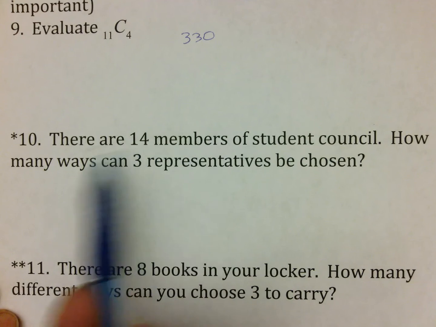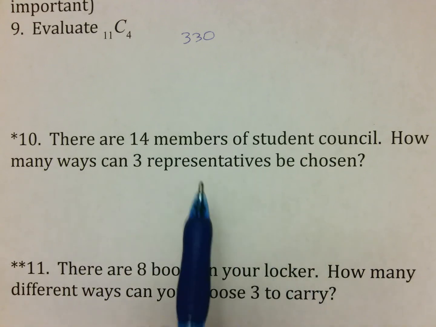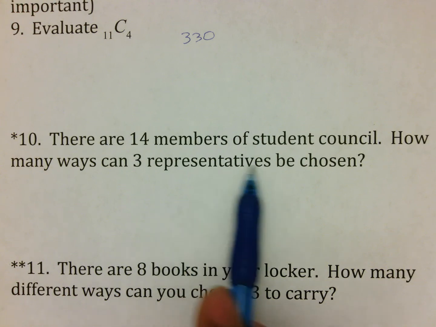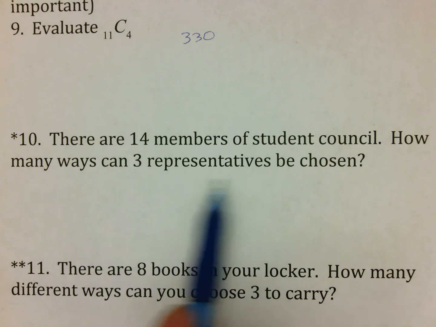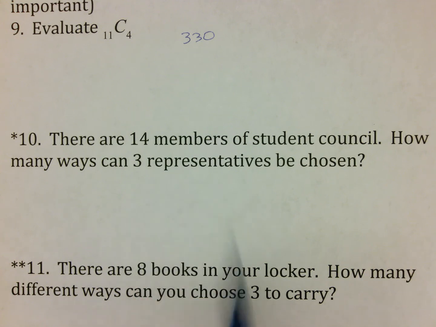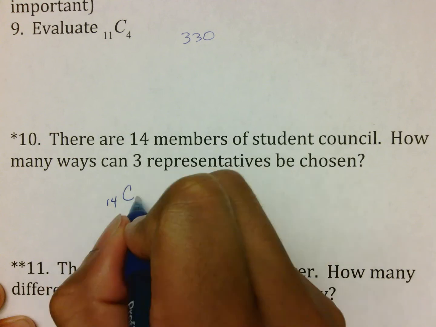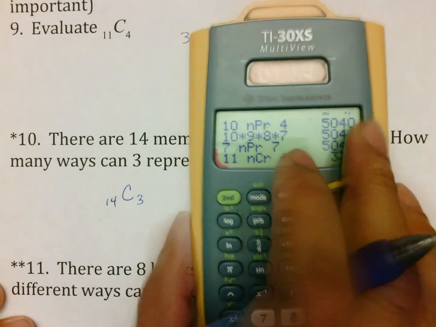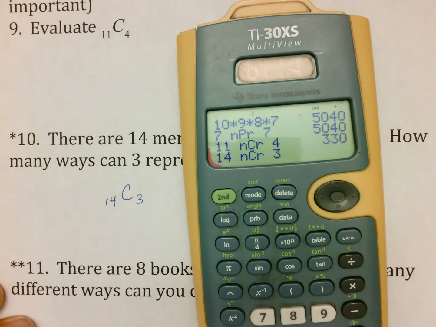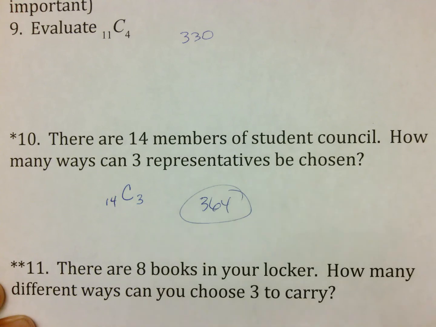14 members of student council, how many ways can we choose 3 representatives? Here's the thing. In the first one, we had president, vice president, treasurer, which all 3 of them had different powers. In this situation, everybody is balanced, so it doesn't matter whether you were picked first or picked last, you get the same type of reward. So therefore, that is why order is not important, and so we choose a combination. All right, so 14C3 is what we're looking at here, which gives us the answer of 364 different combinations can be chosen.